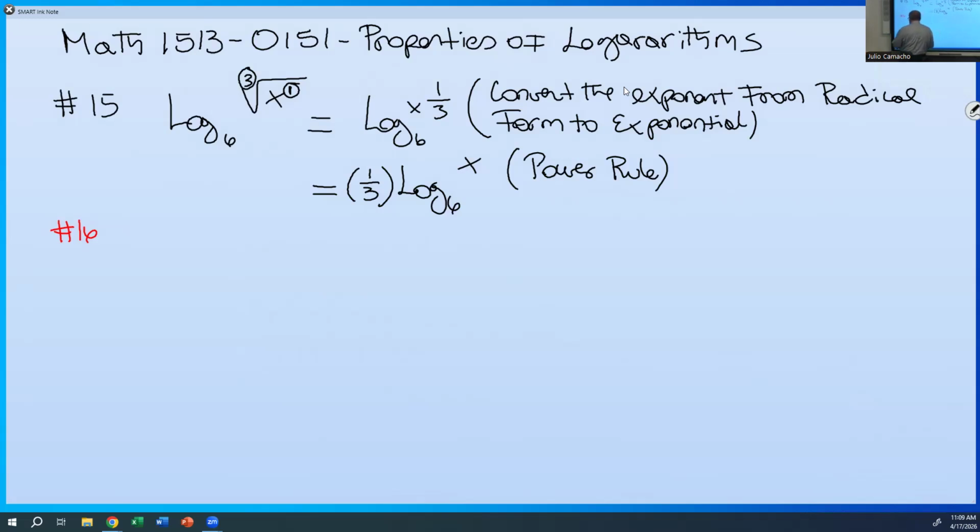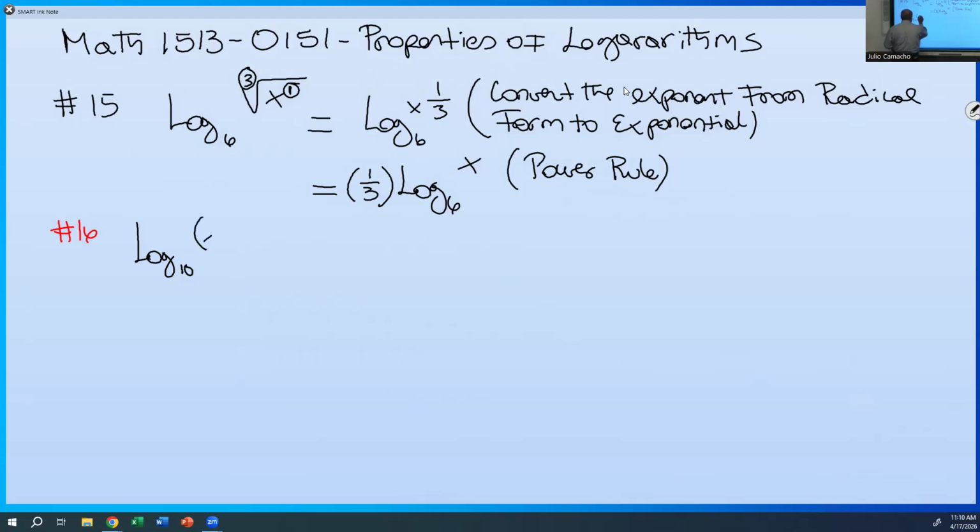Okay, example 16. Example 16, again, they are going backwards. Let me see. We did this already. We already did, probably I skipped it, but let's go to example 16. You have the log. Again, if they don't give you a base, you can assume that it's base 10. That is the default base for any logarithmic expression.